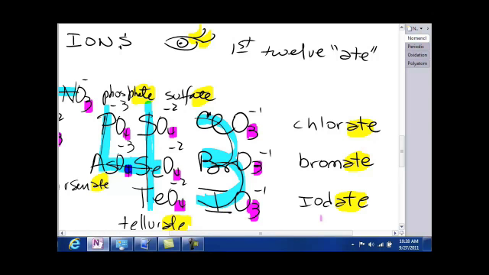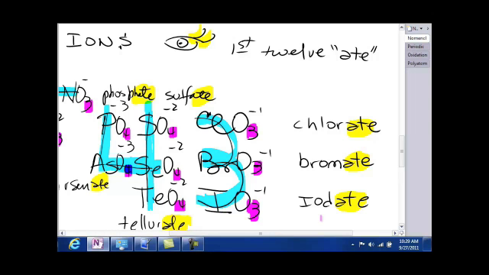Okay, somebody send me another cute little mnemonic rule to learn some ions, and I'll email you that one as well. But we first start learning these 12.